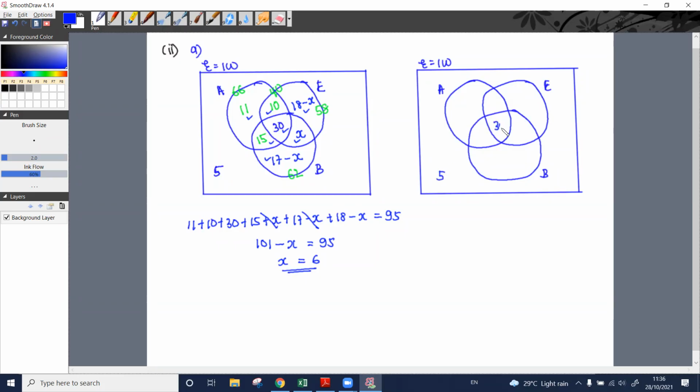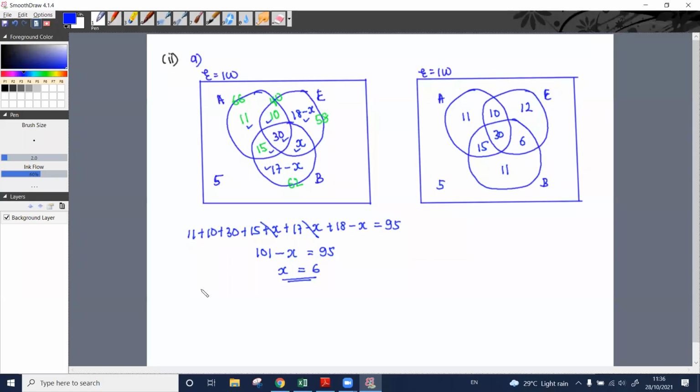Here it is 30. Here it is 10, 11, 15. The x value we have found is 6. 17 minus 6, 11. 18 minus 6, 12. Part A done. Part B.